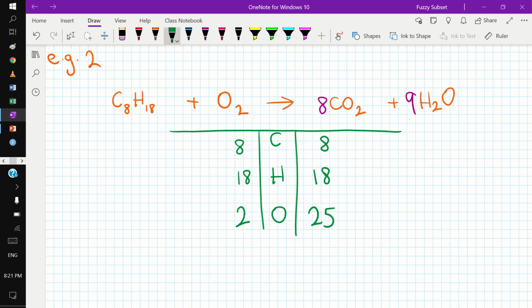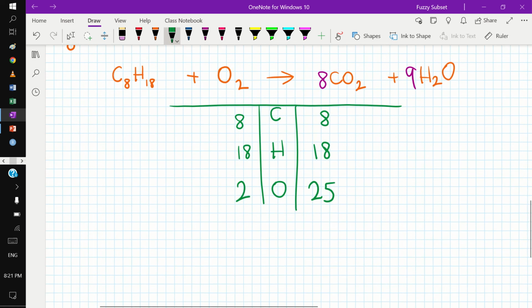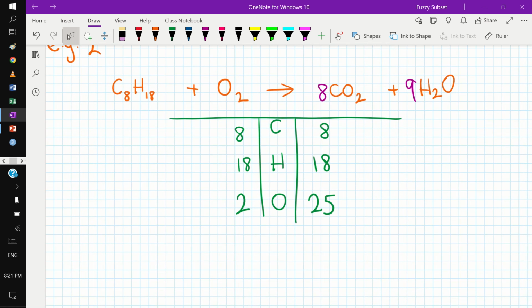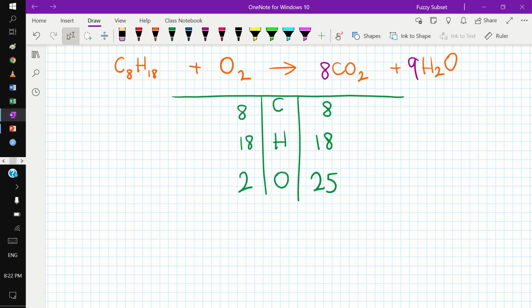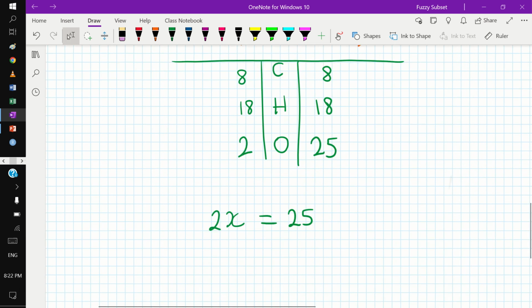So the way that we're going to fix that is we're actually going to do a little bit of algebra to work out what the coefficient of oxygen should be. The way I like to think about that is we're going to need some coefficient of oxygen, O2, let's call it X, and we know that there's 2 oxygens on the left, so 2 lots of whatever the coefficient of the oxygen will be has to equal 25, because we want to have the same number of oxygens on the left as we do on the right.